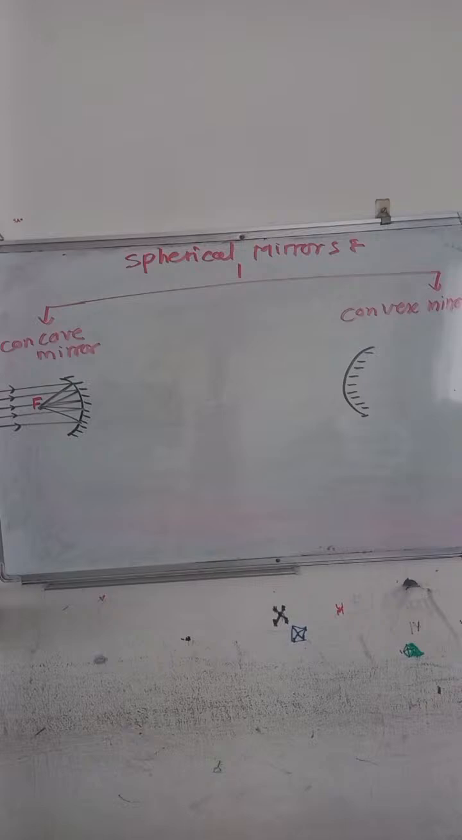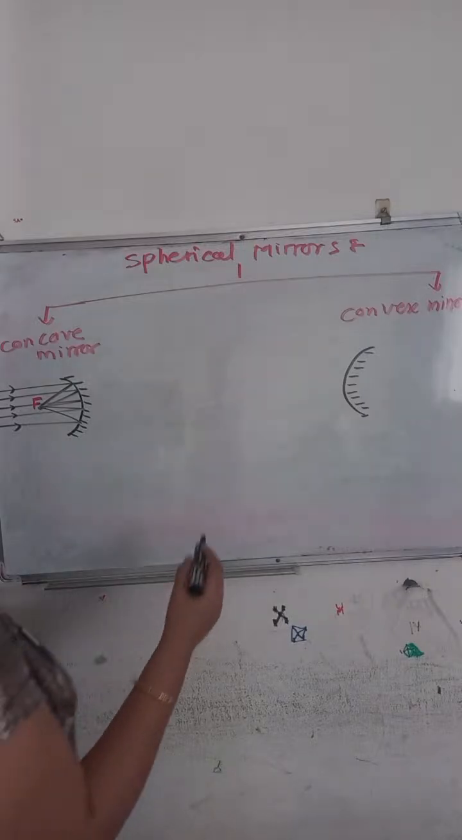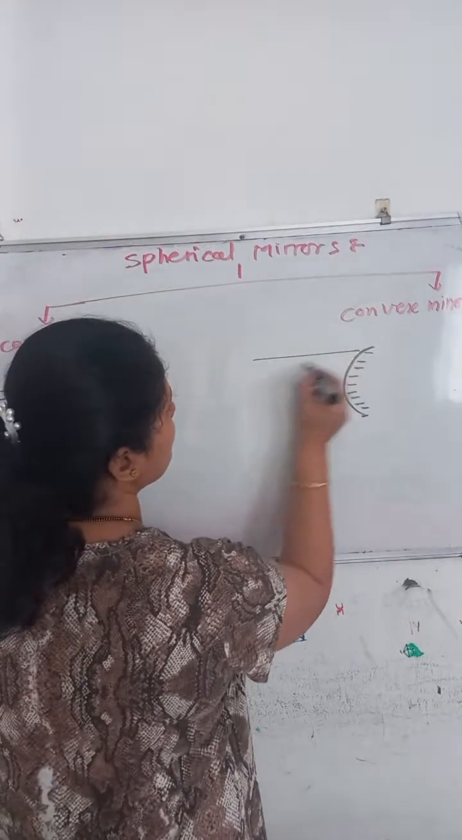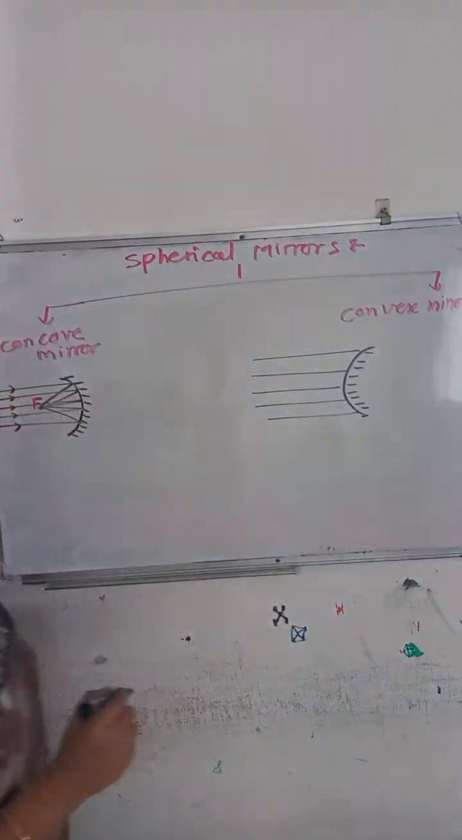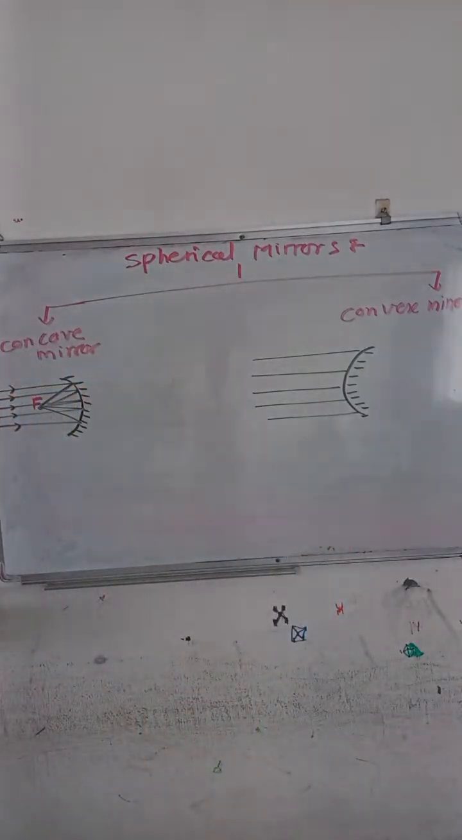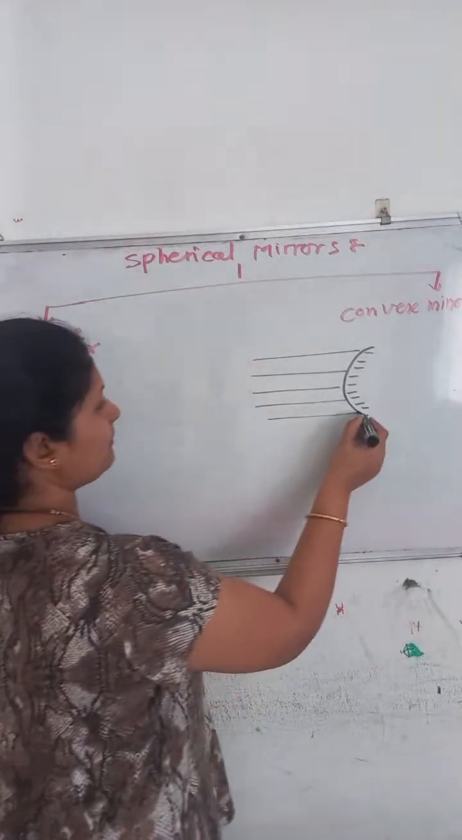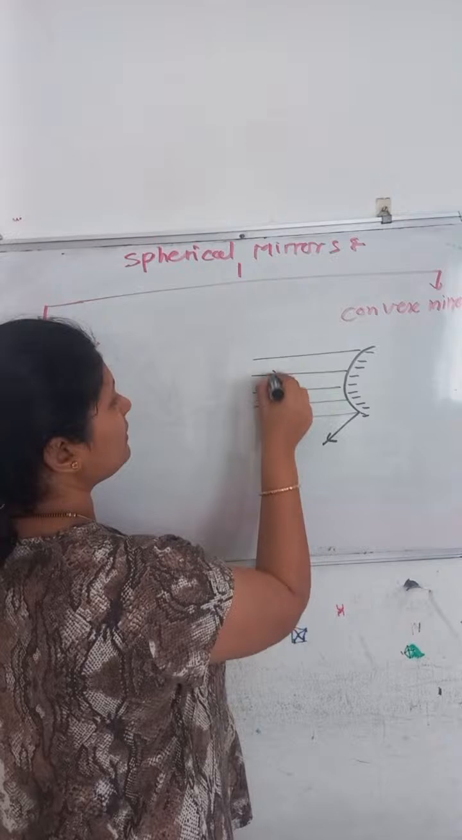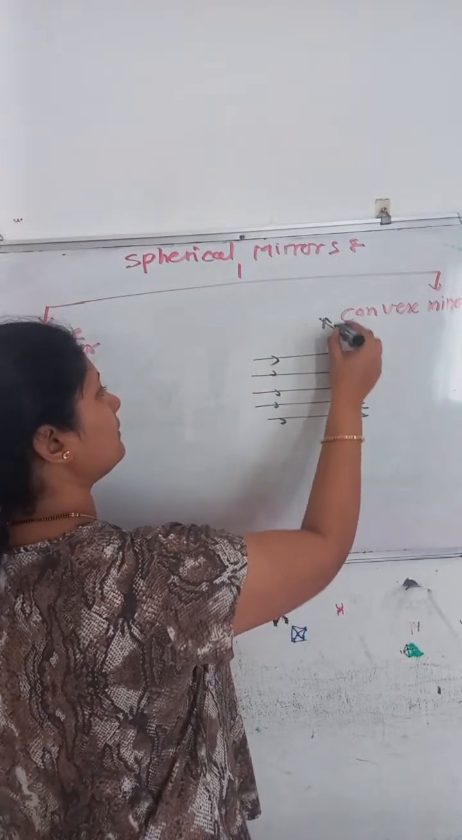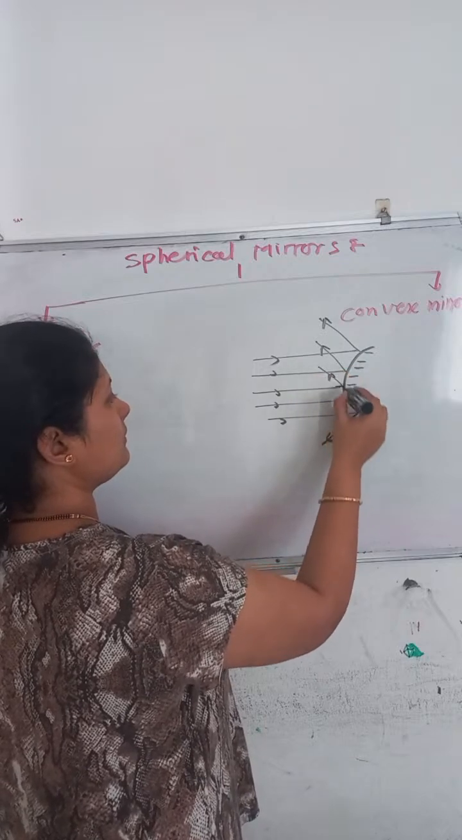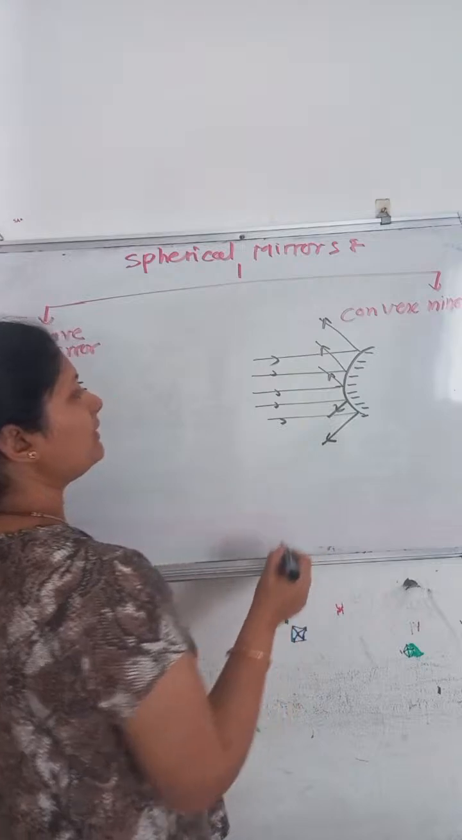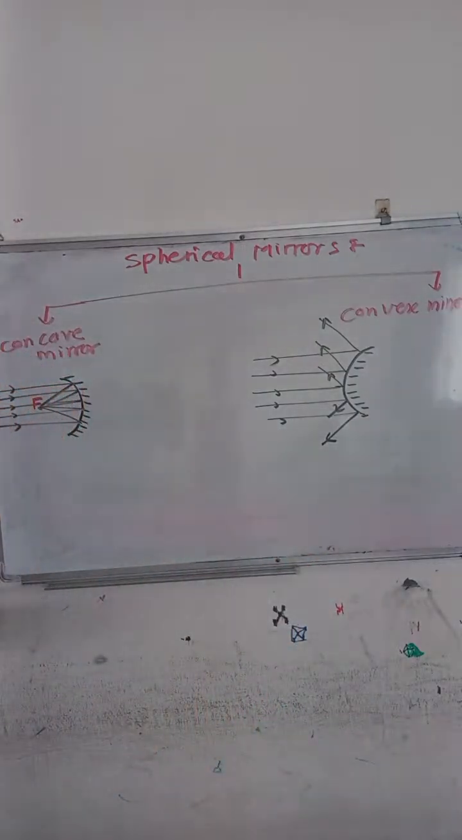Okay, and in case of convex, what will happen? In convex, the rays coming from the sunlight fall on this reflecting surface. From there they get diverted, or they get reflected back. So these are all incident rays, and from here they all get diverged. Understood? So this is nothing but the concave and convex mirror.